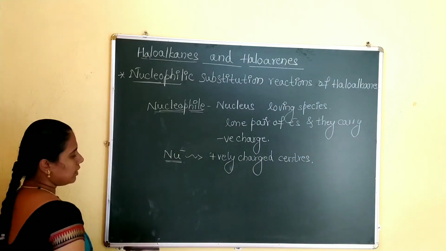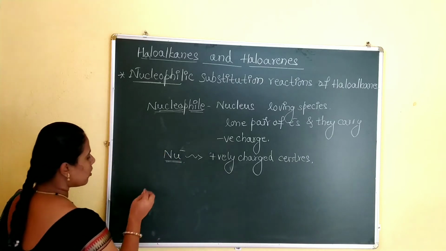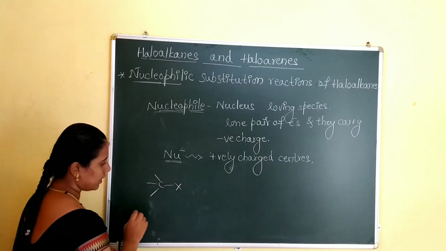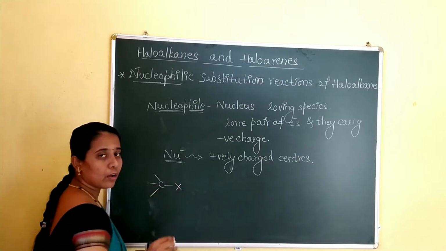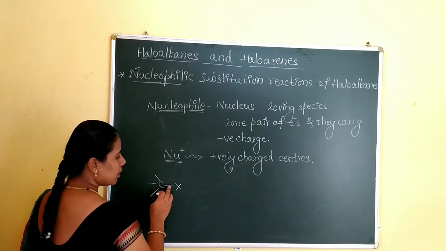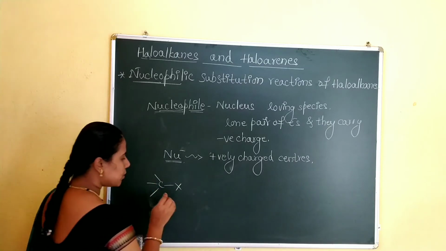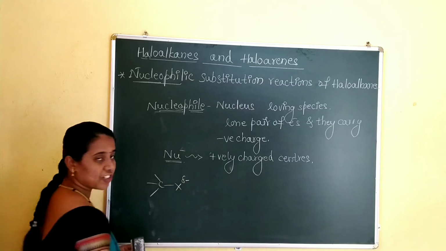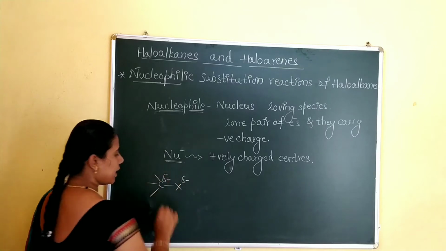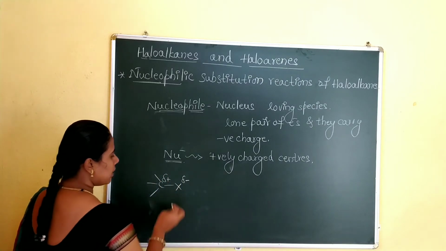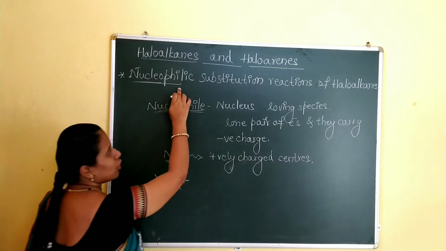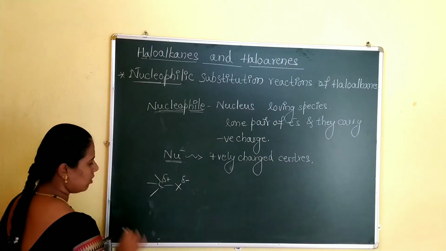See here, in haloalkanes, we know that the halogen atom is more electronegative, therefore it attracts the shared pair of electrons towards itself and carries partial negative charge. As it carries partial negative charge, the carbon atom carries partial positive charge. The partial positive charge of carbon is responsible for the nucleophilic substitution reactions of haloalkanes.